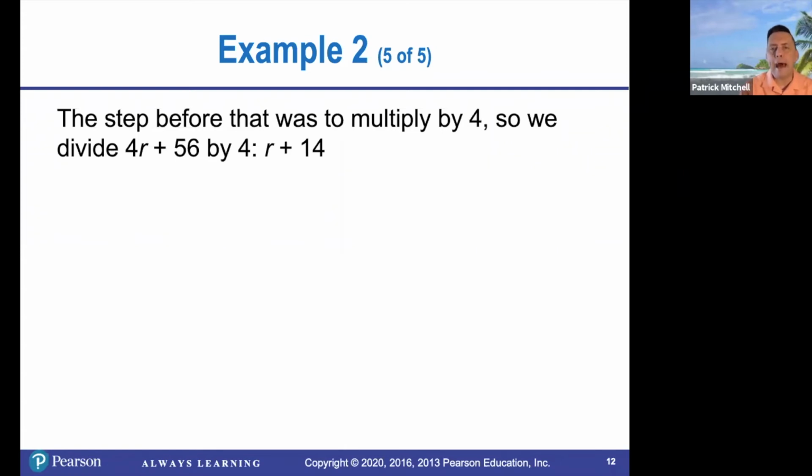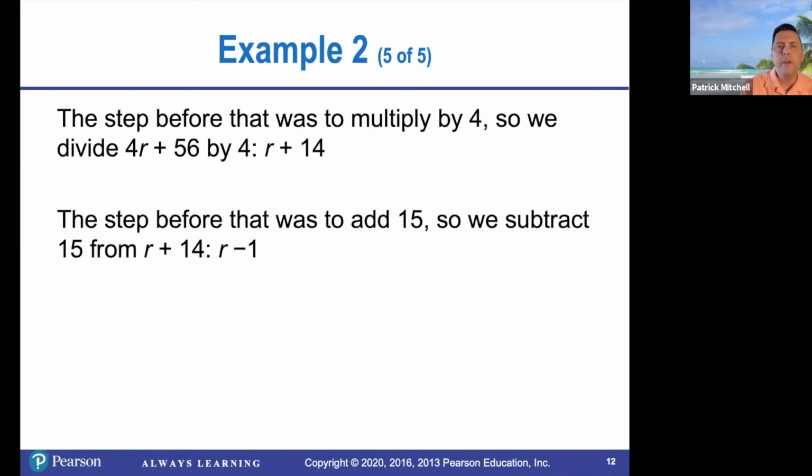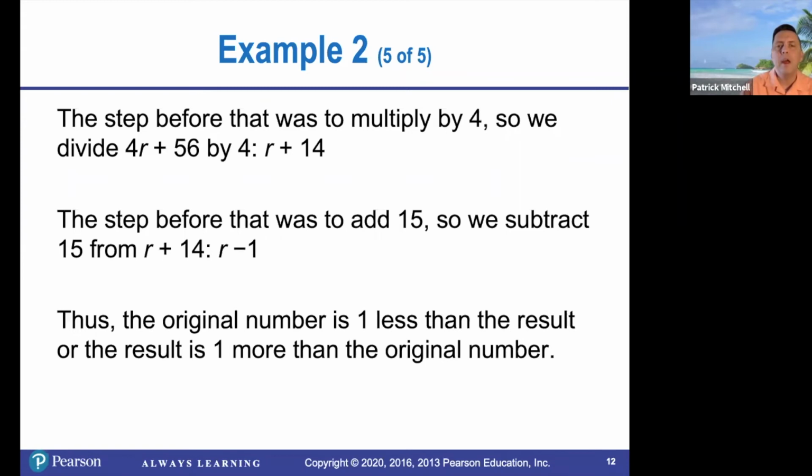The step before that was to multiply by 4. So we divide 4R plus 56 by 4, which gives us R plus 14. The step before that was to add 15. So we'll subtract 15 from R plus 14, which gives us R minus 1. Thus, the original number is 1 less than the result. Or another way of saying that is the result is 1 more than the original number. So if a student followed the teacher's directions and came up with the number 21, for example, then the teacher could figure out that that student's original number was 20.